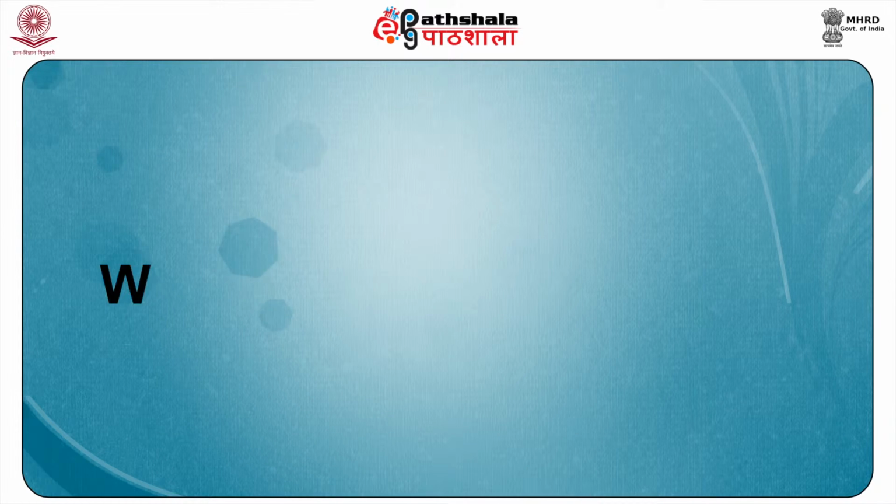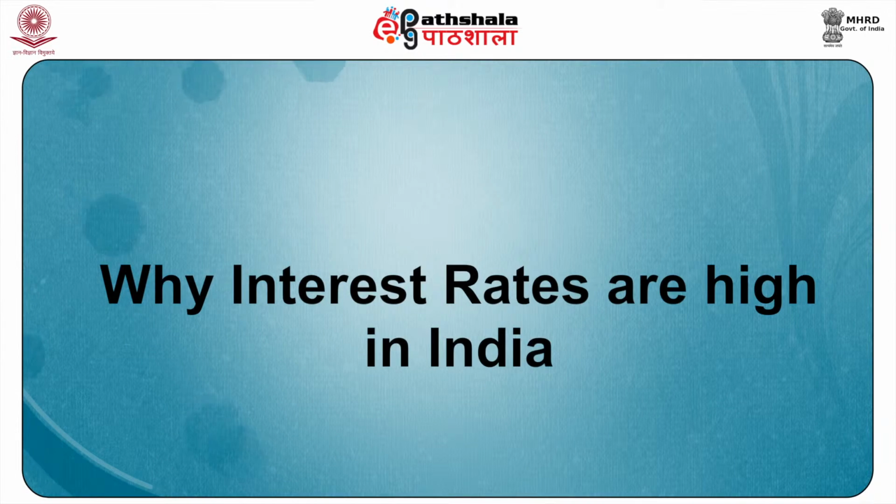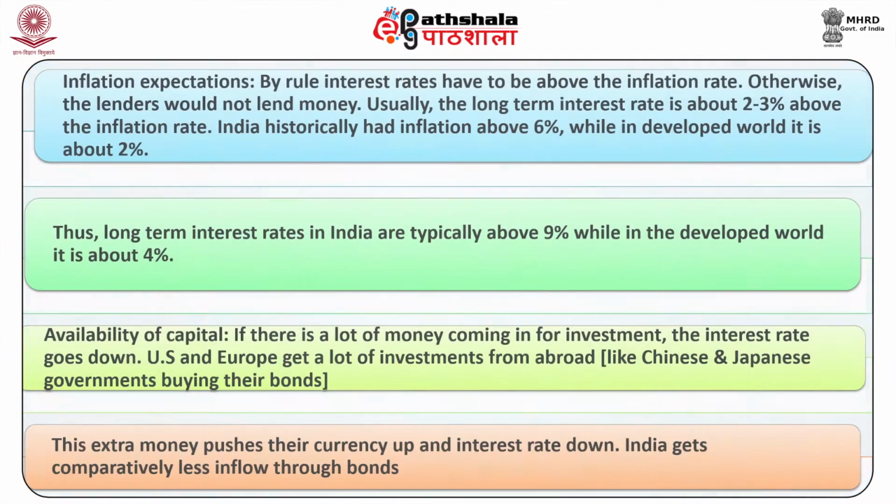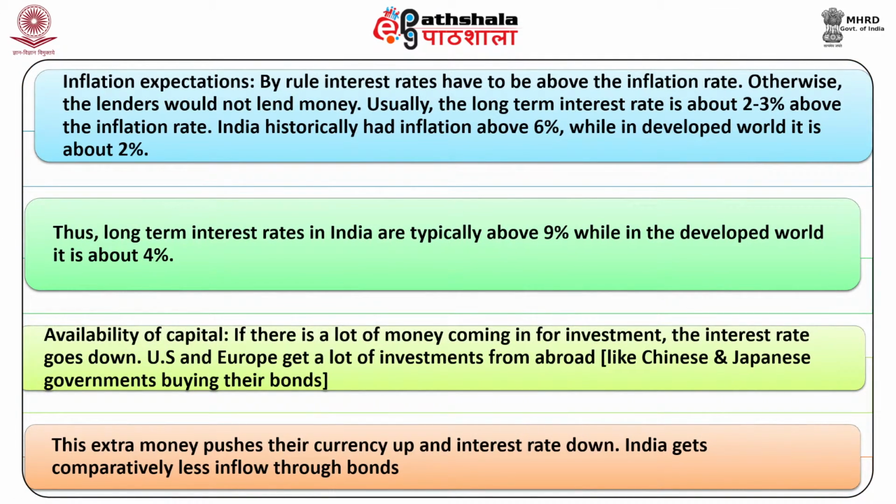Less cash in the system chasing the same amount of goods essentially helps to cut down on the original problem of inflation. Moving on to discuss why interest rates are high in India as compared to some developed nations. First, inflation expectations. By rule, interest rates have to be above the inflation rate. Otherwise, the lenders will not lend money. Usually, the long-term interest rate is about 2 to 3% above the inflation rate. India historically had inflation above 6%, while in the developed world it is about 2%. Thus, long-term interest rates in India are typically above 9%, while in the developed world it is about 4%.